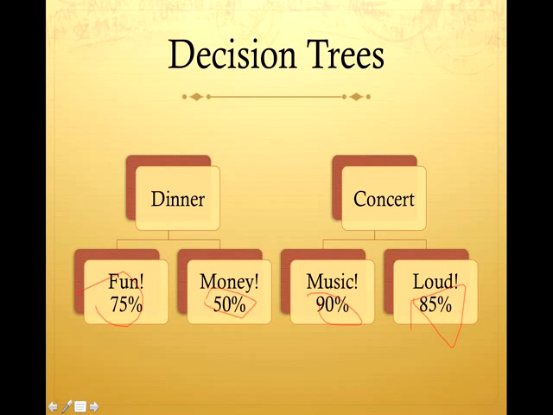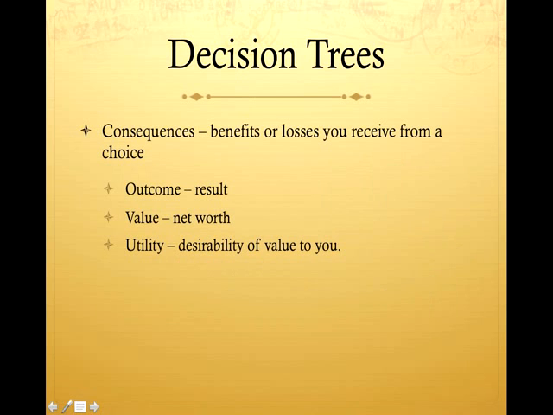So what do I do next? Now we're going to add consequences. Consequences are the negative or positive weight on that outcome. So it's a benefit or loss that you receive by making that choice. The outcome is those results: fun, dinner, fun, money, music, and loud.